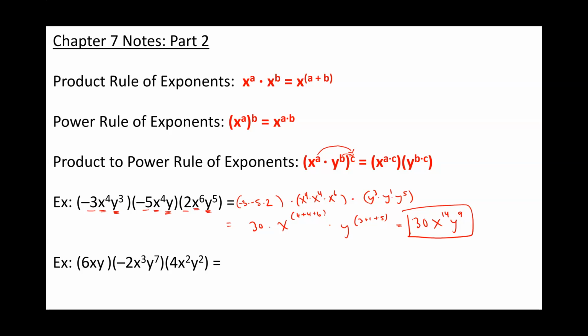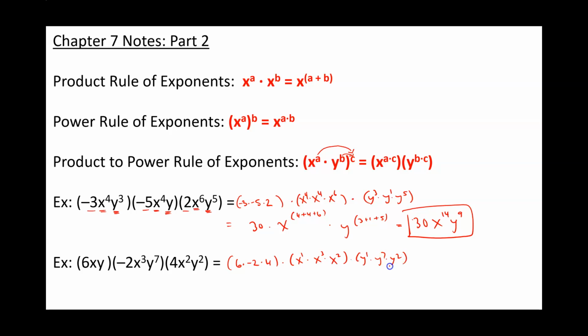Next example, let's do it in a similar way. So we have a parentheses, and in the first parentheses I'm going to put the number. So I have 6 times -2 times 4. In my second parentheses, I'm going to put x. If there's no exponent, remember it's to the first. x to the first times x to the third times x to the second. In my last parentheses, I'm going to put y to the first times y to the 7th times y to the 2nd.